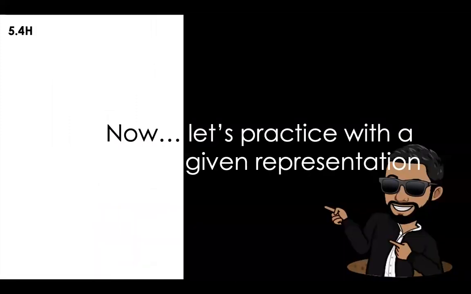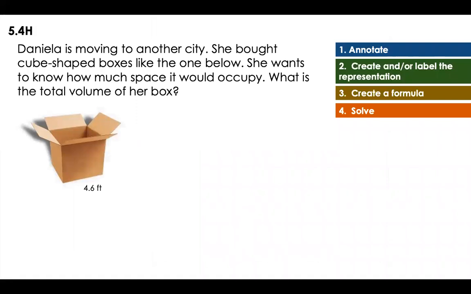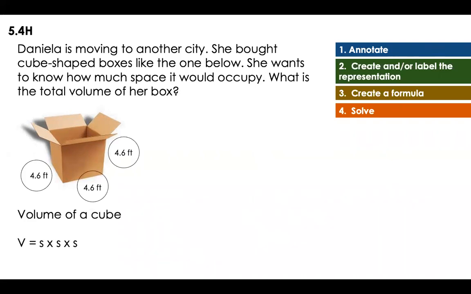Now, let's practice with a given representation. Danielle is moving to another city. She bought cube-shaped boxes like the one below. She wants to know how much space it will occupy. What is the total volume of her box? So as you can see here, the key word is cube-shaped. You know that in a cube, all the sides are the same. So now I'm analyzing that picture, that representation. If one side is 4.6 and it is a cube, that means that one could be one of the sides. That means that the other two sides that I need are also going to be 4.6 feet. With that being said, I can find the volume of a cube.